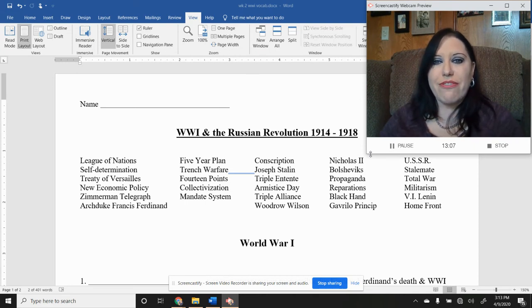The Bolsheviks. Be careful with that word. Bolshevik. The Bolsheviks are the communists. This is going to be in your Russian section. The Bolsheviks are the communists. That's just their political party name, the Bolsheviks. They're the ones who are going to lead the Russian Revolution, the communist revolution. The Bolsheviks. The next word is propaganda.